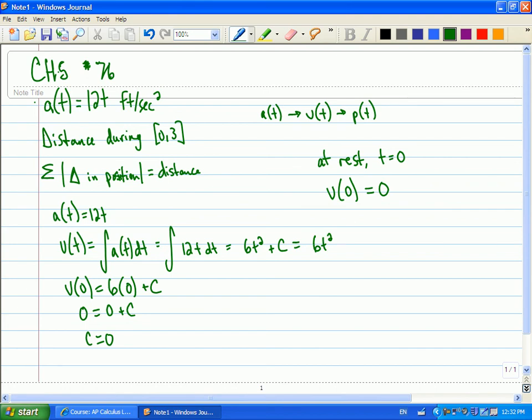And remember, we just mentioned that if you want to get the distance, you have to add up all of the changes in position. And change in position is velocity, right? So we're going to find the integral of 6t squared dt from 0 to 3. And yes, we are looking for the absolute value, but how come I can do this? Yeah, it's squared. There'll always be positive values in here, so we don't need to worry about it.